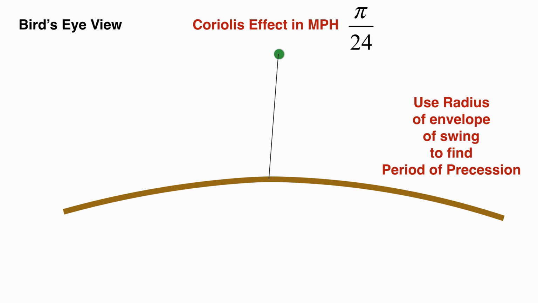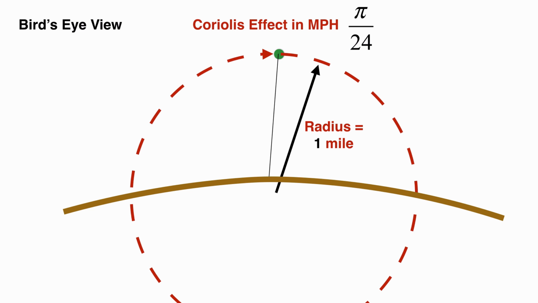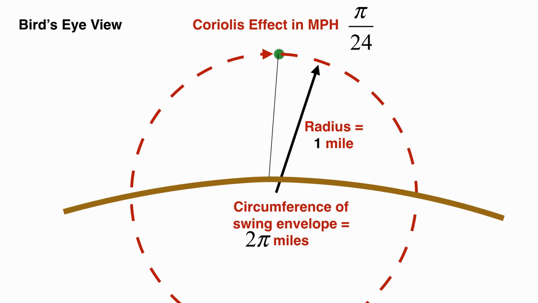Now that's not very helpful unless we consider the radius envelope of the swing. Again, there's that circle because our pendulum can swing in all directions, and we want to figure out what the actual period of precession is. So again, with our 14-mile tall pendulum, the radius of the swing was 1 mile. All right, so the circumference is 2 pi, or 2 pi times 1, right?